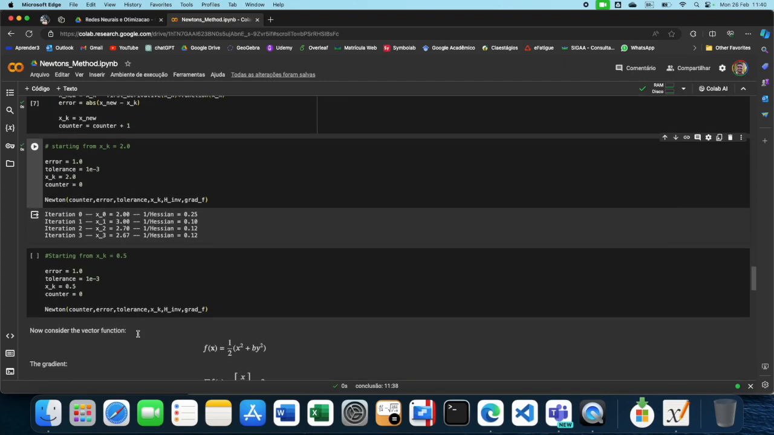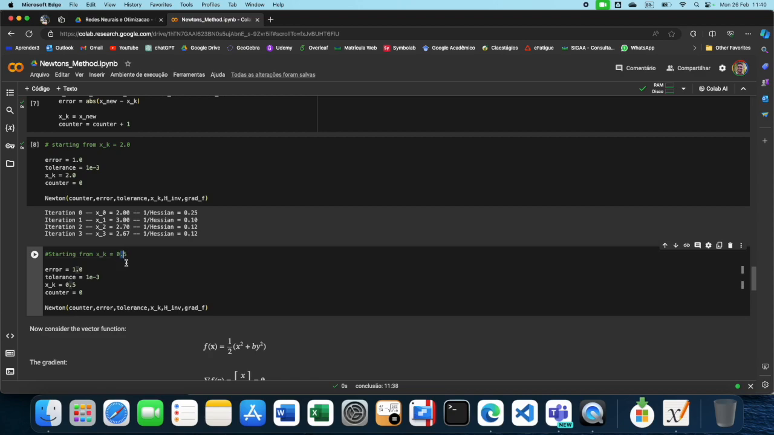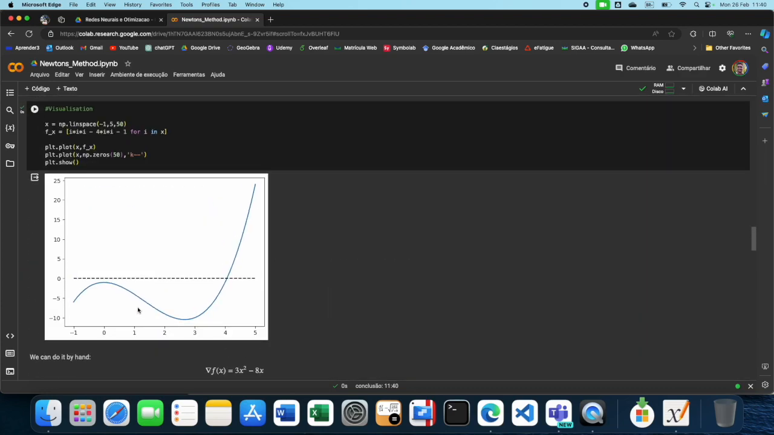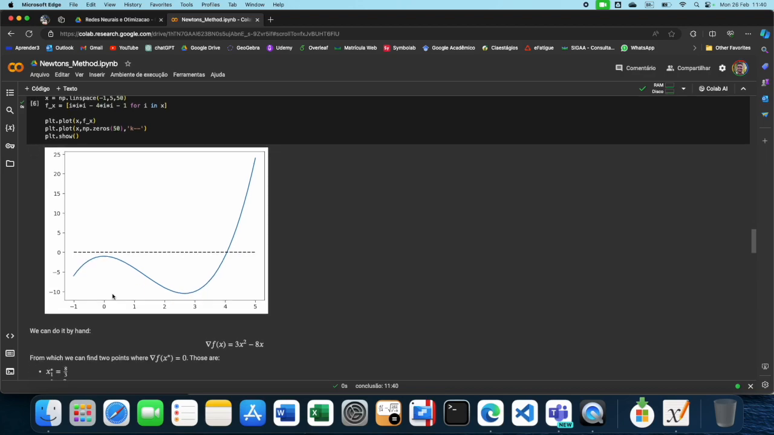Okay, so here we found, starting from the point xk equals 0.5, another point where the gradient of f equals 0. That is the point 0. We can see here 0 is the point where the gradient equals 0. But we know that this is not the minimum of the function, just for you to see the difference.